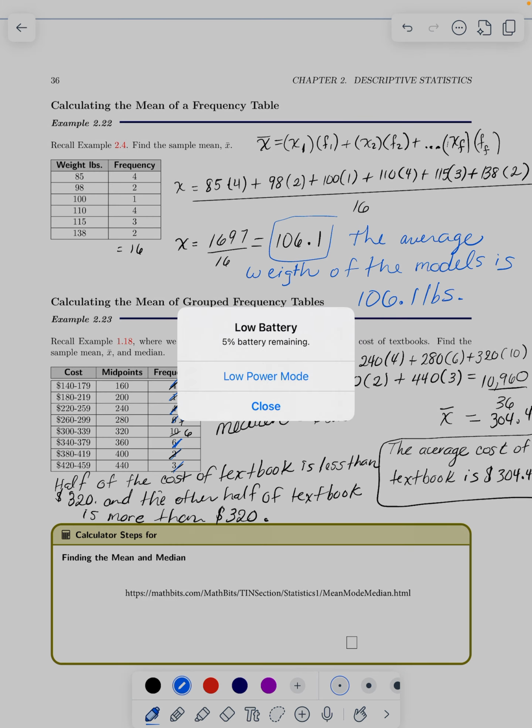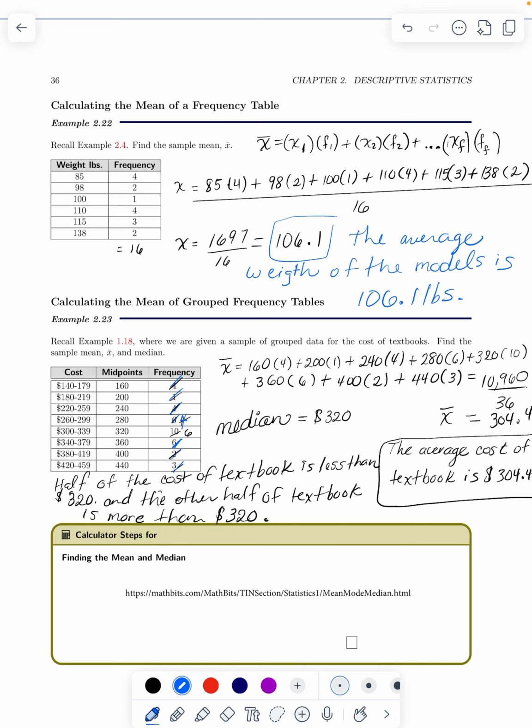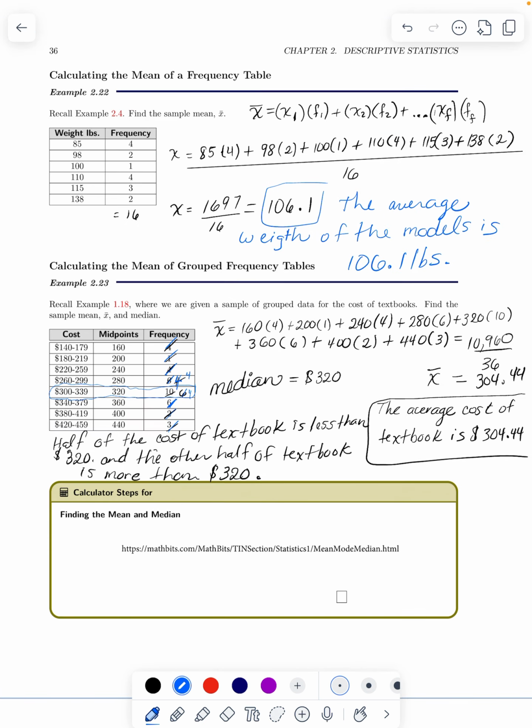I still need to subtract 2 more, so I'm left with 4 here. Okay. And then I need to subtract 4 from here. Or actually, I have to subtract 6. So I'm only going to subtract 4 because I only have 4 here. So that means that my remaining 2 values come from this class, which is a midpoint of 320.